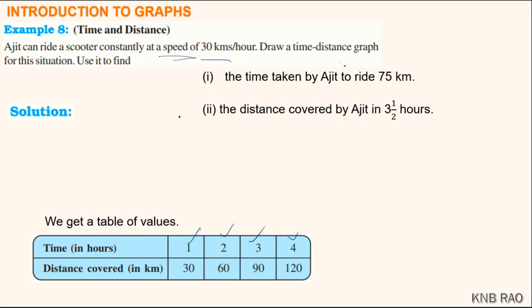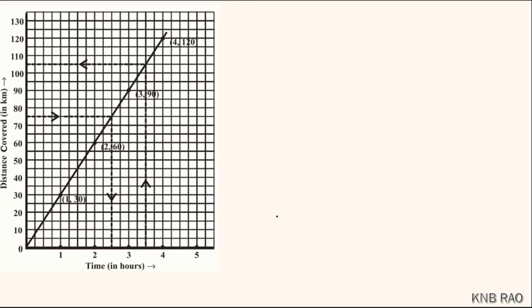For 1 hour 30, for 2 hours 2 into 30 is 60, for 3 hours 3 into 30 is 90 kilometers. Once I make this table, it gives me a graph, appropriately choosing time on the x-axis in hours and distance traveled in kilometers on the y-axis. So for 1 hour he traveled 30 kilometers, for 2 hours he would travel 60 kilometers, for 3 hours he will travel 90 kilometers. After plotting the points and joining them, I got a linear graph here.